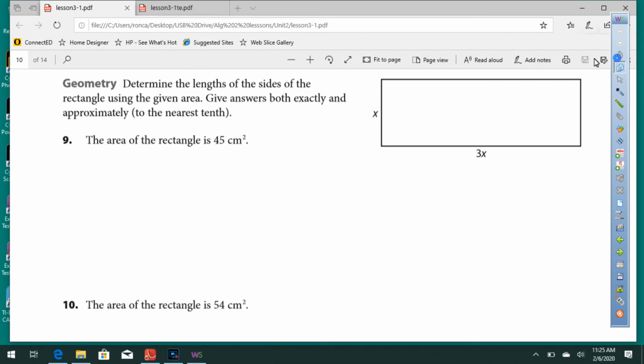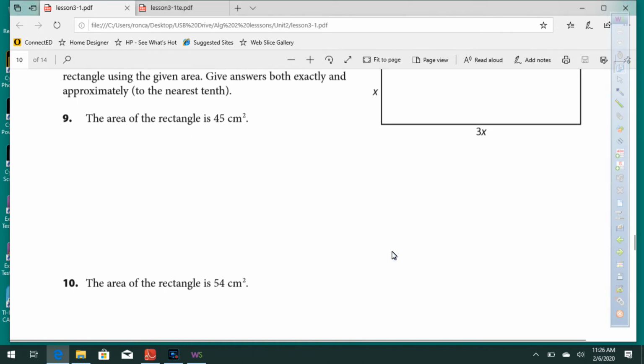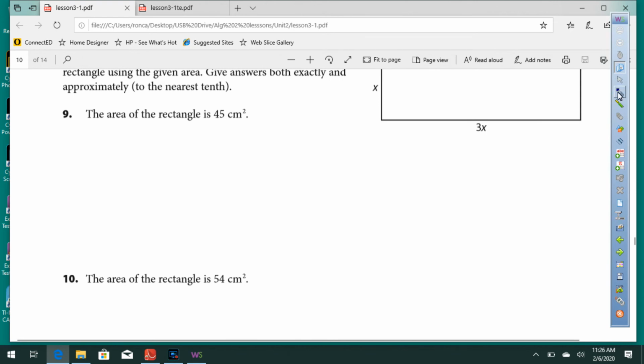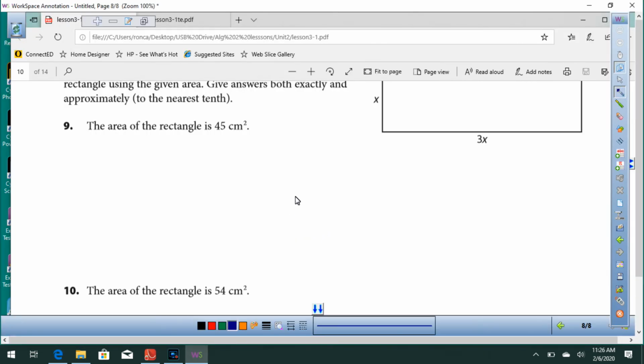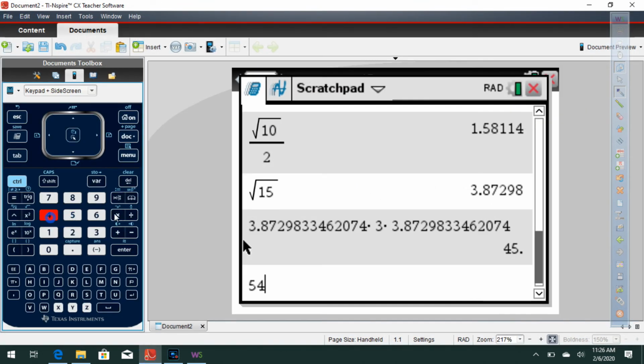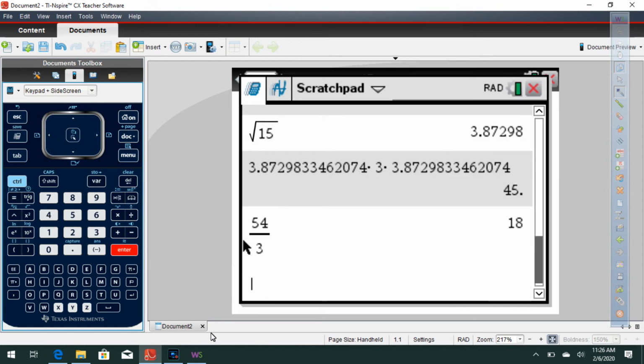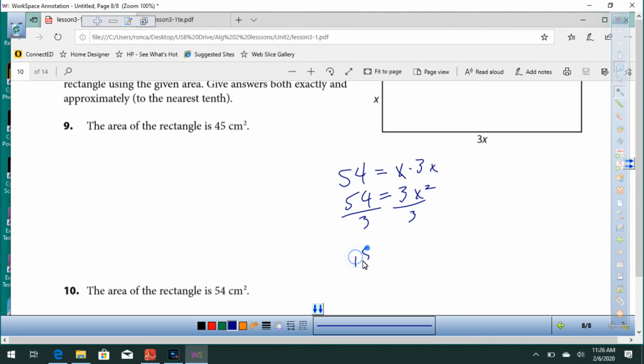What about number 10? The area of the rectangle is 54 centimeters. I'll move this up a little bit. And what do we got? So we got the same thing as before. 54 equals x times 3x. So 54 equals 3x squared. Divide both sides by 3. 54 divided by 3, 27, no, 18. All right, so we got 18 equals x squared.